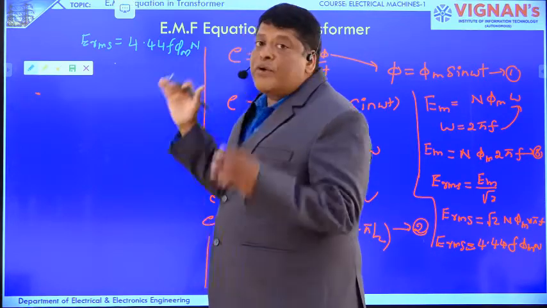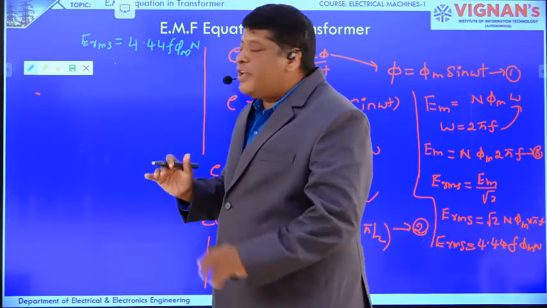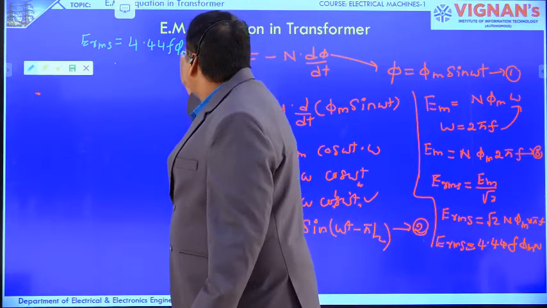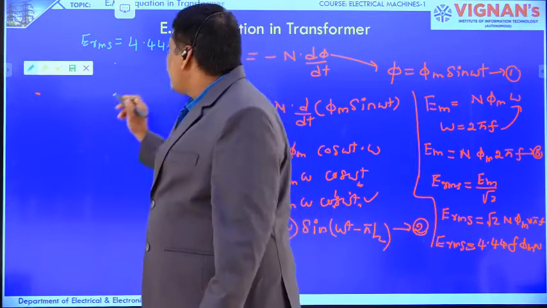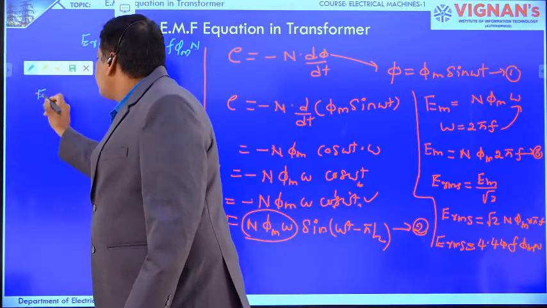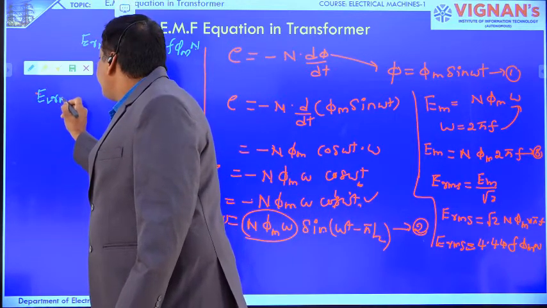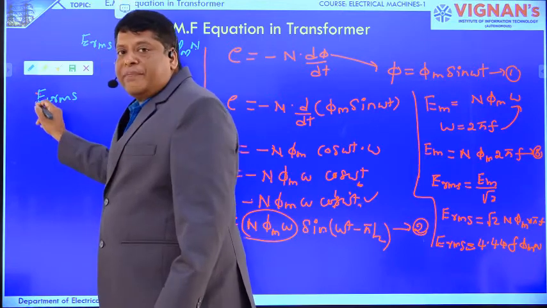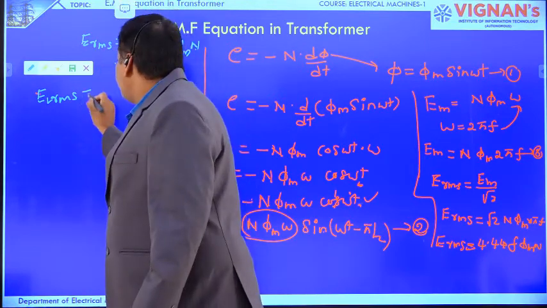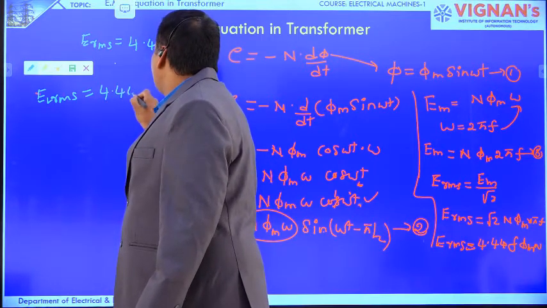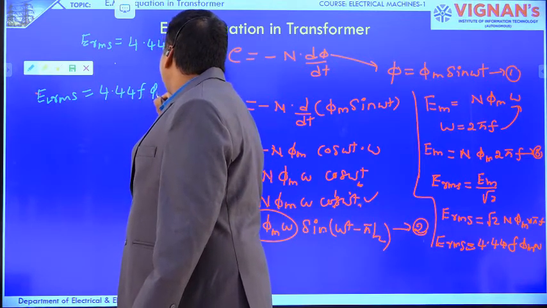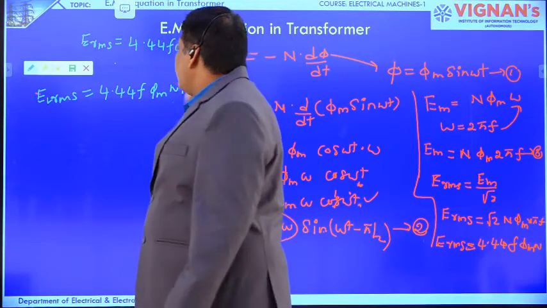Suppose we want the voltage induced in the primary winding. Then N should be replaced with N1, because the primary winding consists of N1 turns. The RMS voltage induced in the primary winding we represent as E1. Now E1 RMS equal to 4.44 f φm N1.